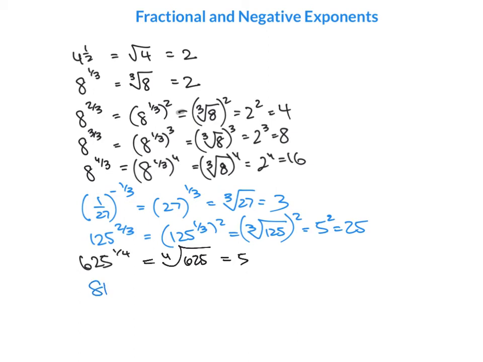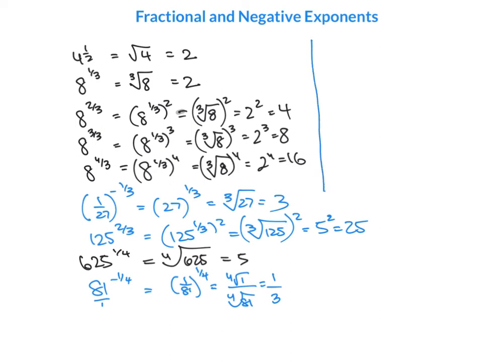81 to the negative 1/4. So what that would be saying is I want to get rid of the negative. So I would have 1 over 81 to the 1/4. I really have 81 over 1 here. And then what I can do is think about it like this. What is the 4th root of 1 over the 4th root of 81? 1 times 1 times 1 times 1 is 1. And what number multiplied together 4 times gives me 81? 3 times 3 is 9, times 3 is 27, times 3 is 81. So 1/3. Couple more examples, just put them up here.